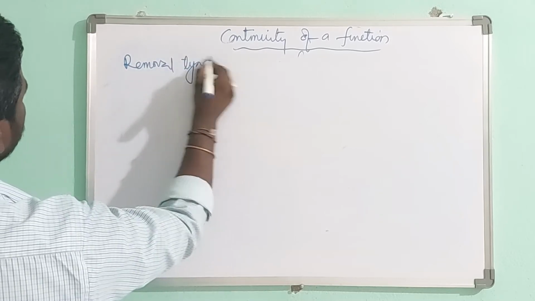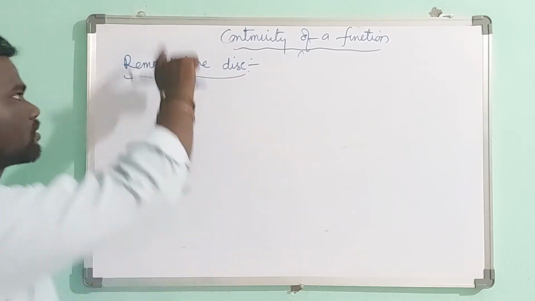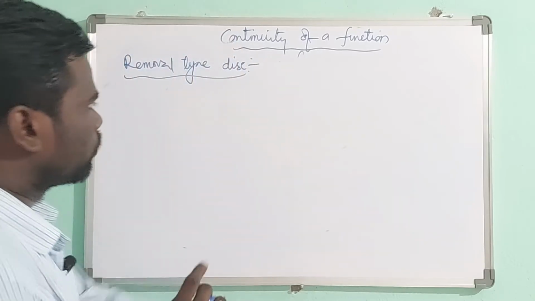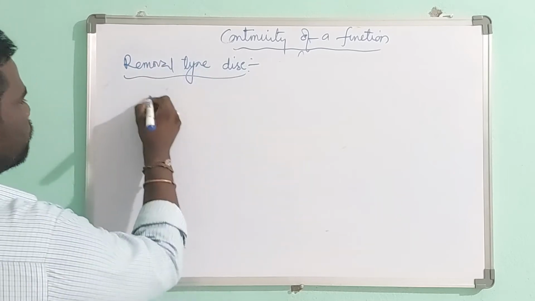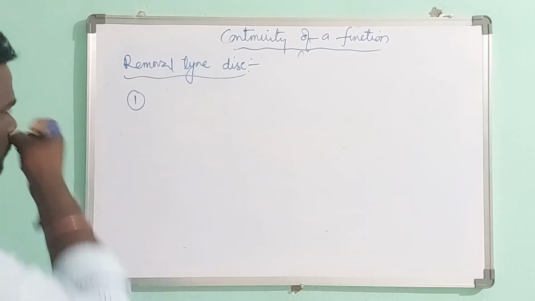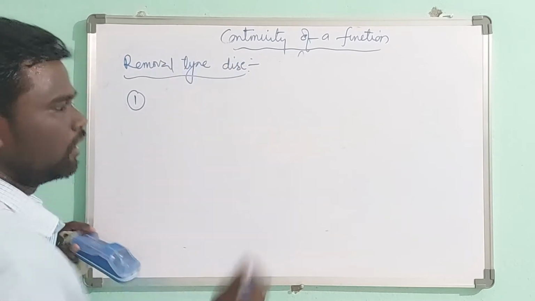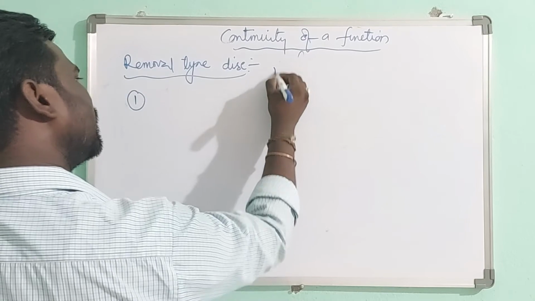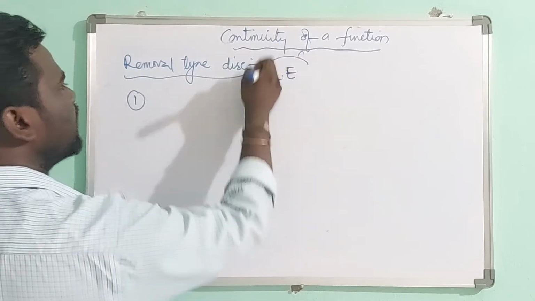Removable type discontinuity. So here also, in this case also, removable type discontinuity. So we are having two types of removable type discontinuities. The first one is, so what is removable type discontinuity? So here clearly limit exists.